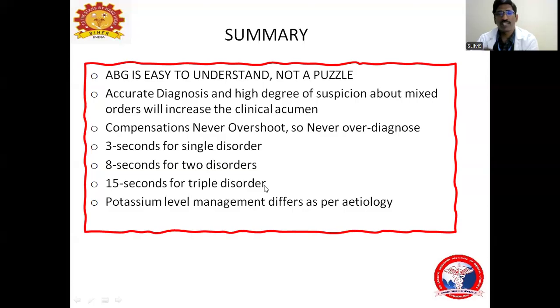We should have a clear concept and understand well. The potassium level management differs as per the etiology. That is, whether to give supplement or do not act anything, no need, or you have to restrict the potassium. This depends on the etiological factors.